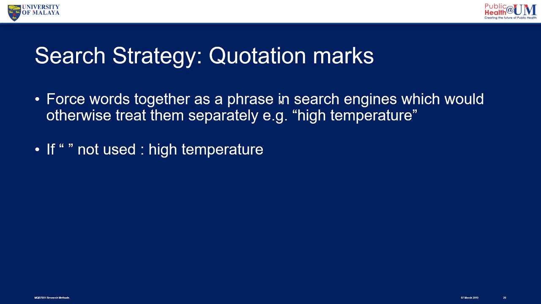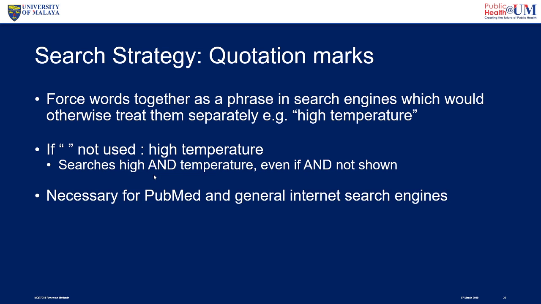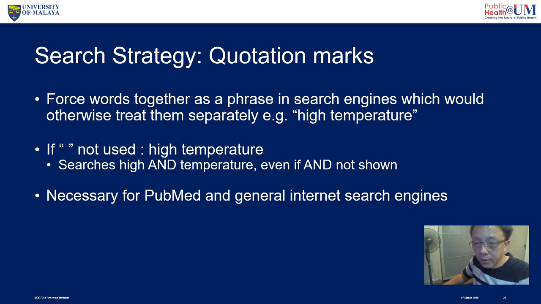Quotation marks: sometimes you use quotation marks because you want to look at two words that basically mean one thing, so the two words come together. It's not just a search for high and a search for temperature. It must be "high temperature". If there's no high temperature, you don't search. Searching with high and temperature, even if AND is not shown, is necessary for PubMed and general internet search. You need to use quotation marks for "high temperature". So use quotation marks.